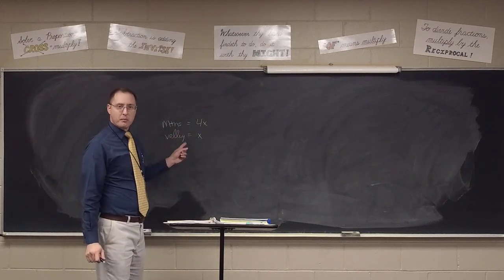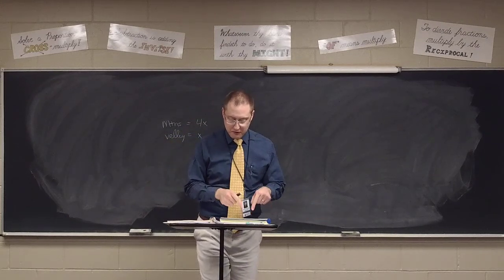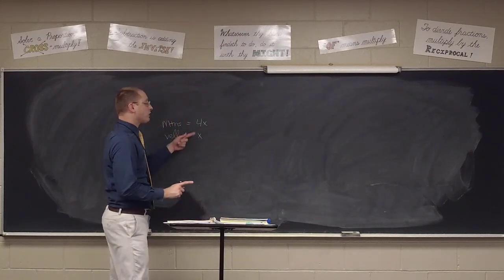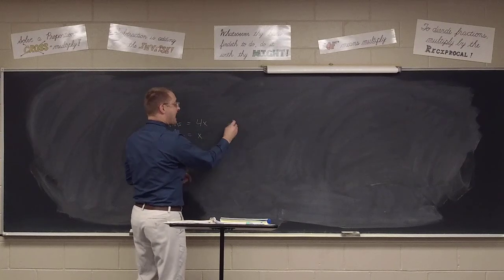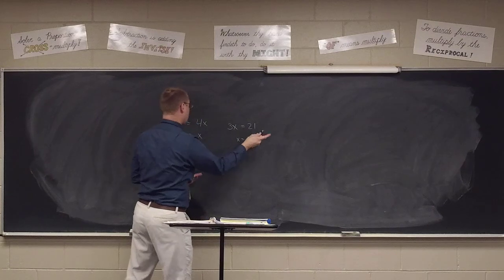But we're not going to add them, right? Don't fall into that rut of saying, well, 4x plus x, well, it's 5x. Careful, the difference in snowfall. So hopefully you recognize we're going to need to subtract 4x minus x to get 3x equals the 21. Of course, x is going to equal 7 inches.